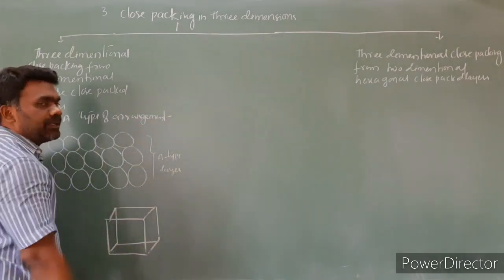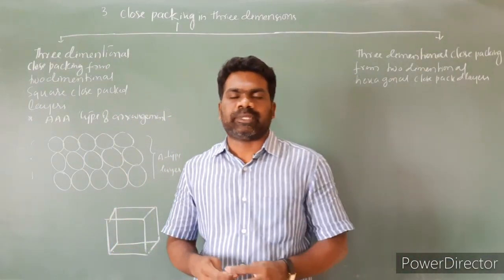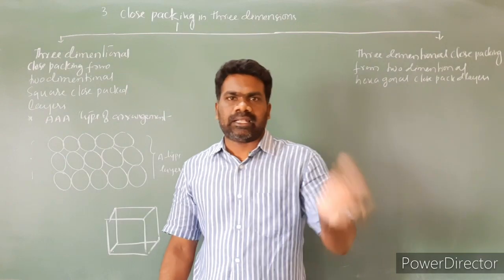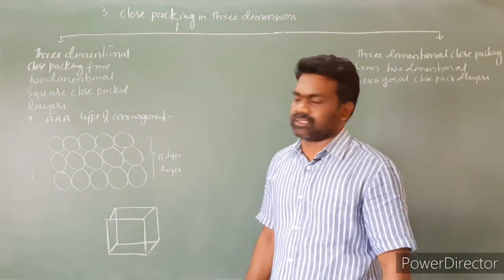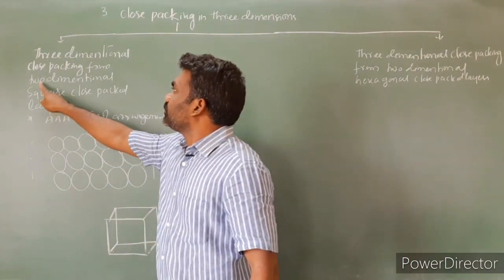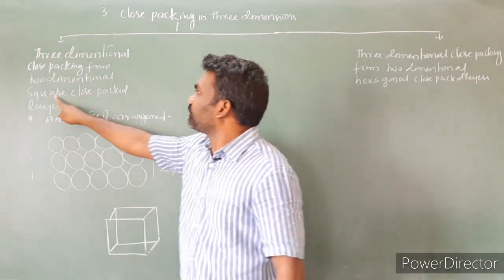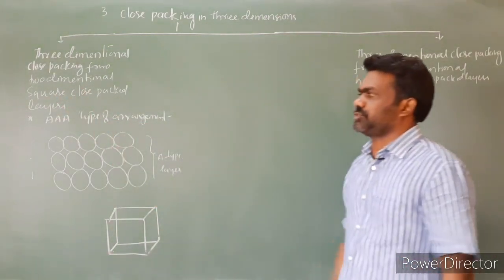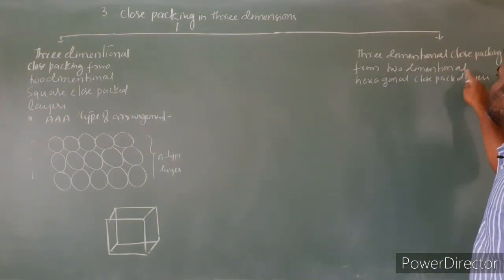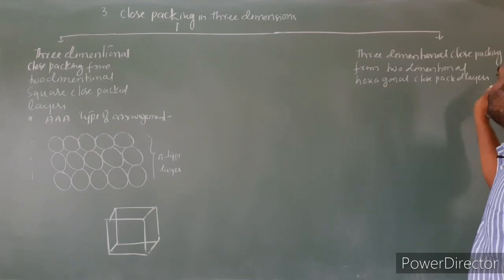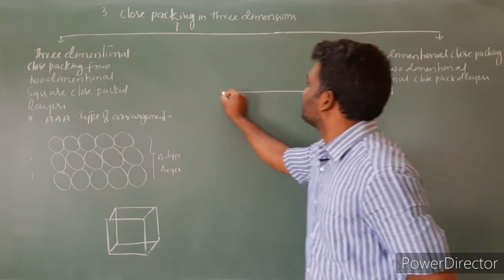A type of arrangement. So the first layer, second layer, third layer, fourth layer, all the layers are aligned vertically as well as horizontally. We'll get a 3D structure from 2-dimensional square close packed layers. So this is the first one. The second one is a 3-dimensional close packing from 2-dimensional hexagonal close packed layers. This is again further two types, two different ways.